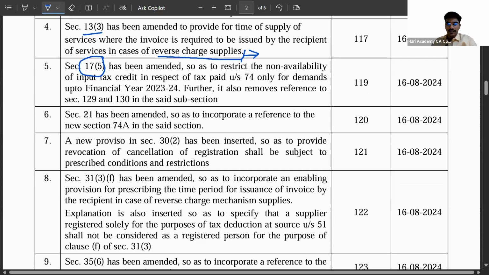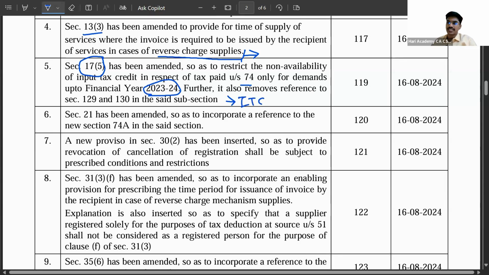Okay. So 17.5, what they said is, as I've already said, 74A has been included. 74 is being removed. Since 74A is coming into force from 24-25, up to financial year 23-24, only if the tax is paid under section 74, no ITC is available.